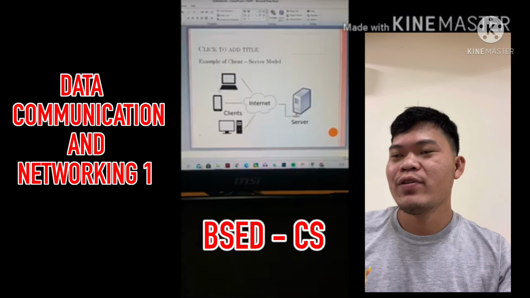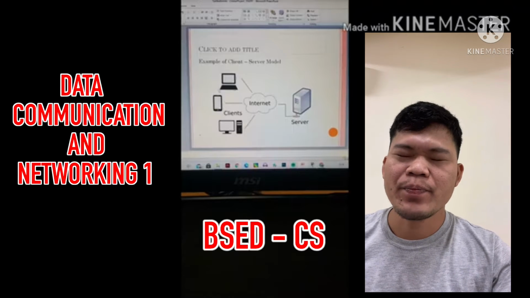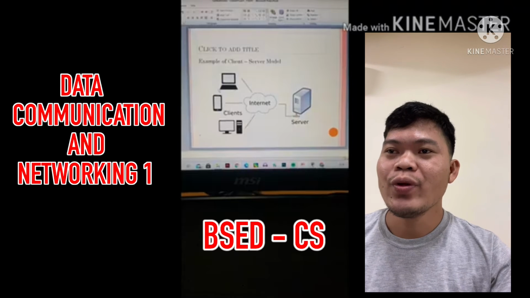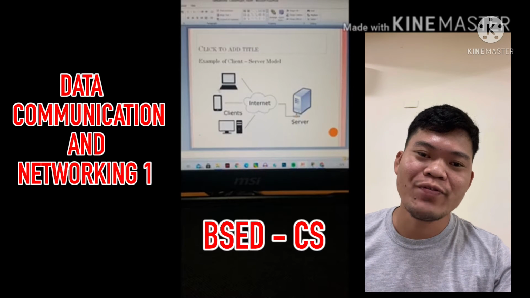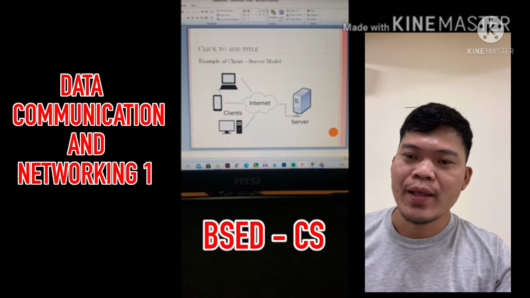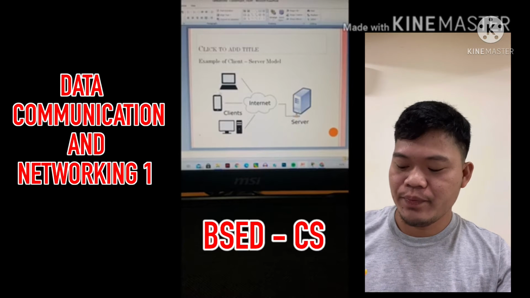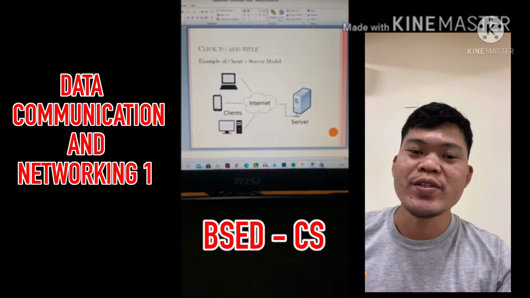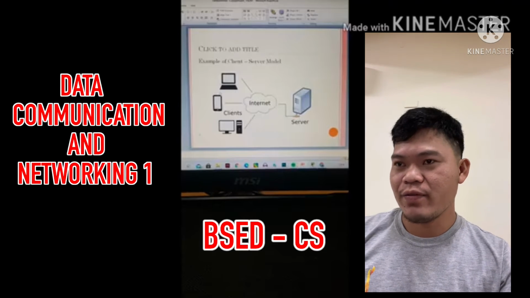As you can see, the server is on the right side and the client is on the left side. This server provides information to clients, as I said earlier, and the client has software that requests and displays information from the server.